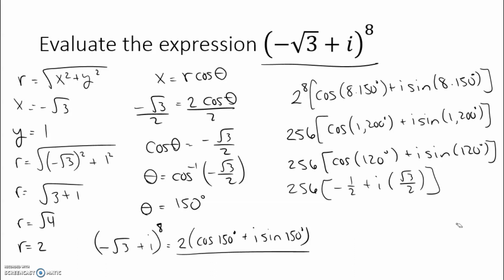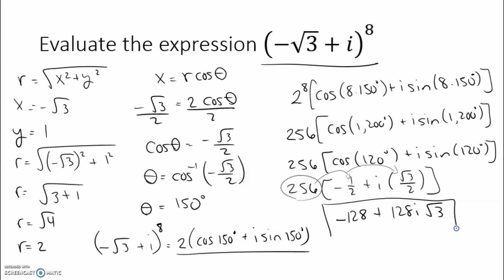Okay, so now I need to distribute this 256 to this half and to this square root of 3 over 2, or basically it's the same thing as taking half of 256, which would be 128. So this would be negative 128 plus 128i times the square root of 3. This right here would be your final answer.